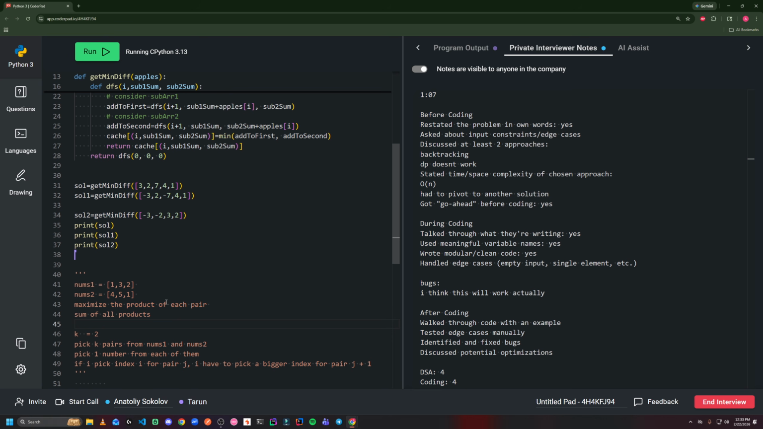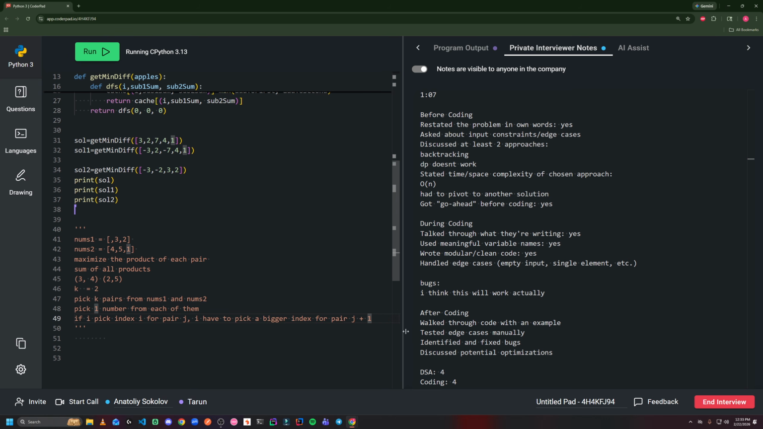So in this example, you would actually pick 3 and 4, and then you would pick 2 and 5. You see how I picked a 3 for the first pair, so I can't pick a 1 here. So if this was like 9, I can't pick it. But they don't necessarily have to line up. Feel free to ask anything you need to.